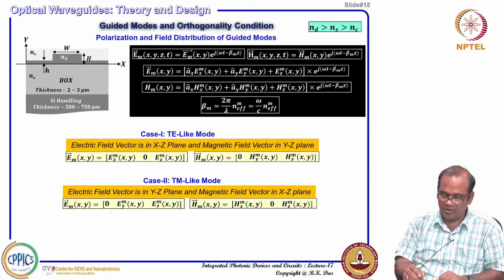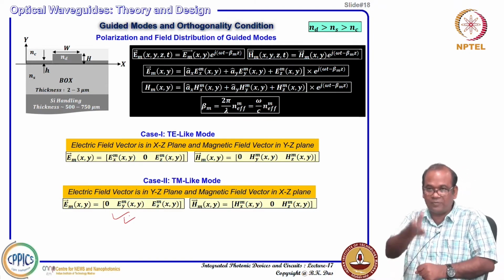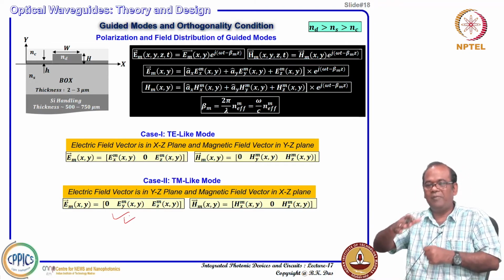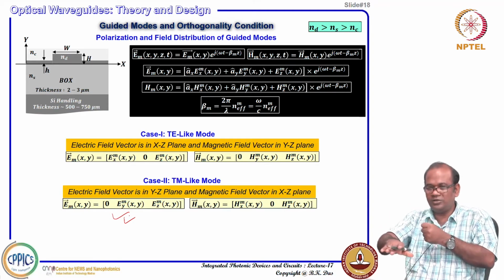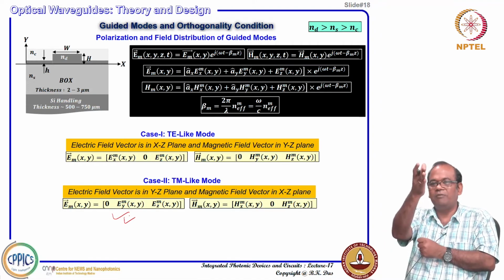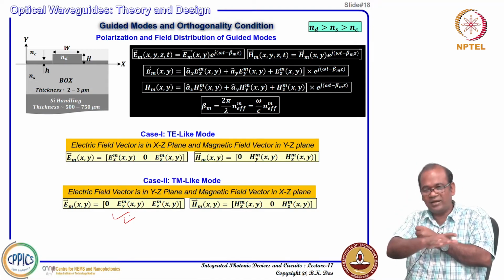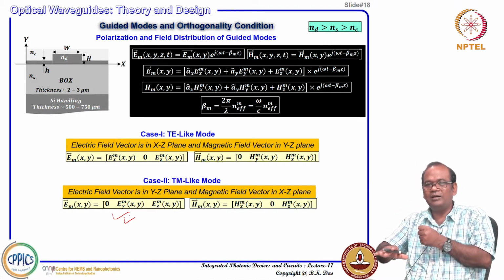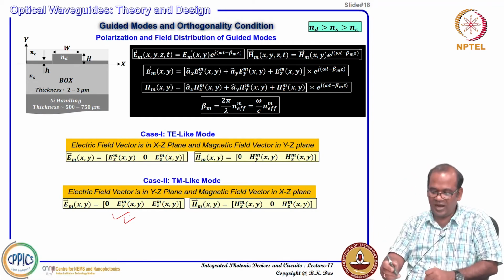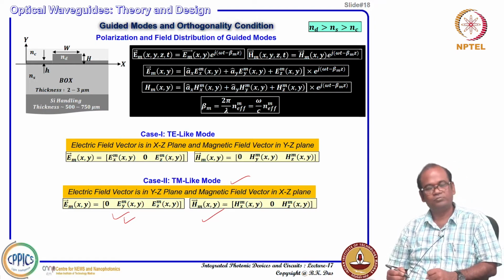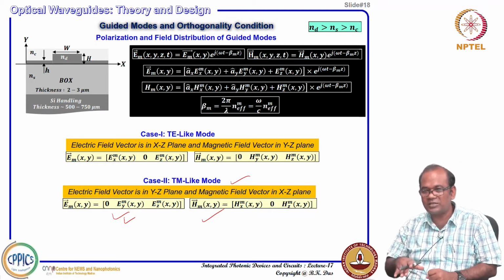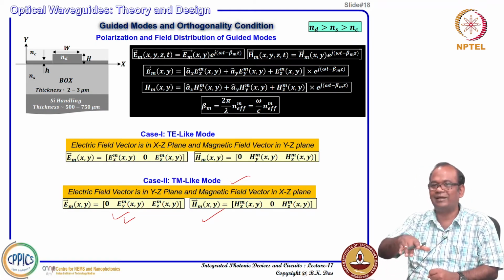option, where your electric field can be in the yz plane, the vertical plane, and the magnetic field in the horizontal plane. So, T-like mode is electric field in the horizontal plane and magnetic field in the vertical plane, and now magnetic field in the horizontal plane and electric field in the vertical plane. That type of mode will be called TM mode. So, transverse magnetic, transverse electric.